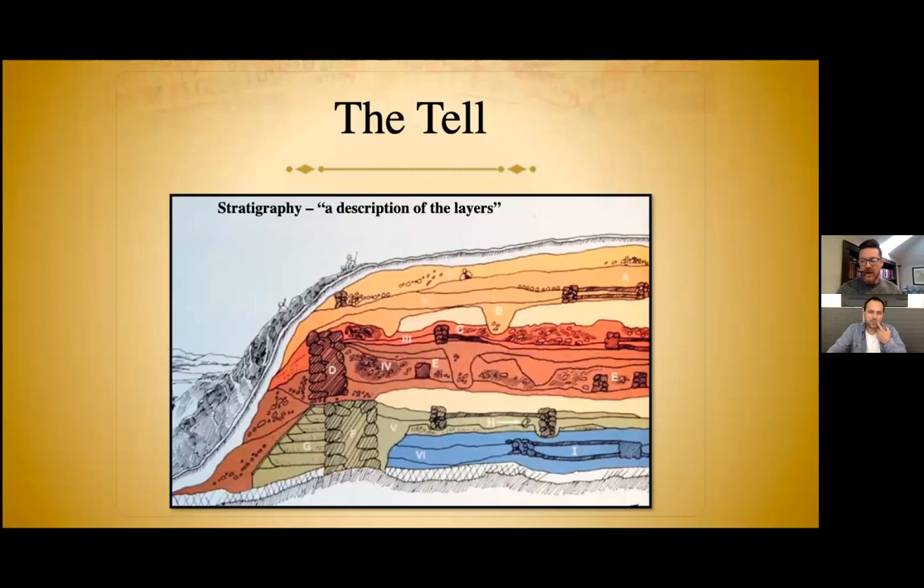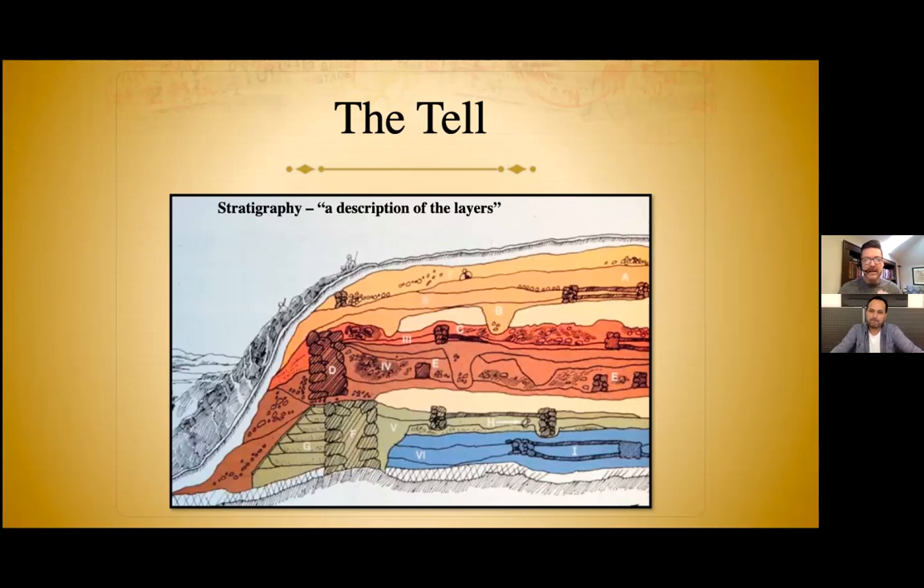So you can see here in this slide is sort of a drawing of what an archaeological site looks like in Israel. This is a cross-section of a mound that's actually a city that has different layers built one on top of the other.